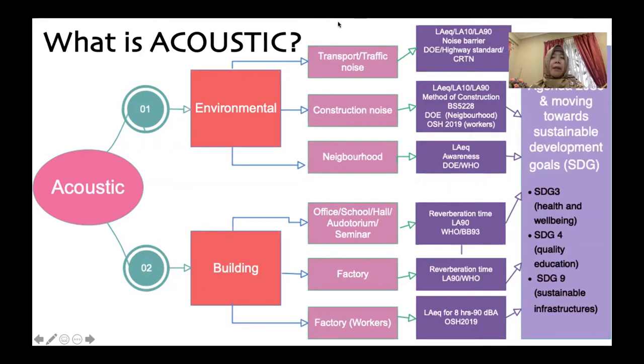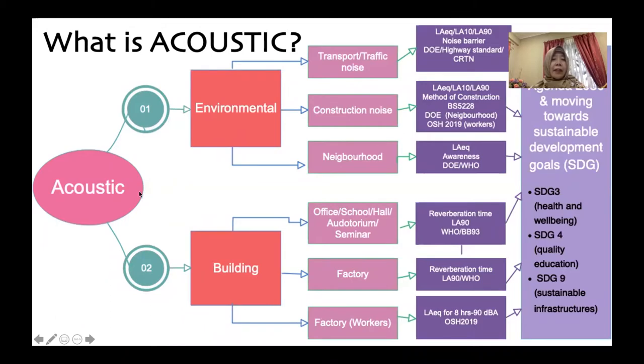This is an example of the... Okay, there is somebody who wants to join. Okay, Shahmi, let's join.